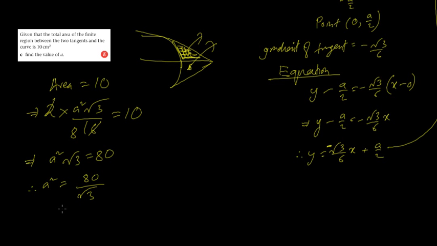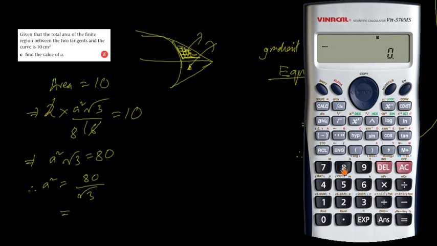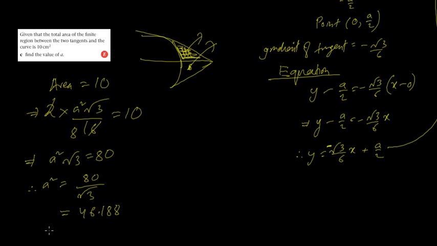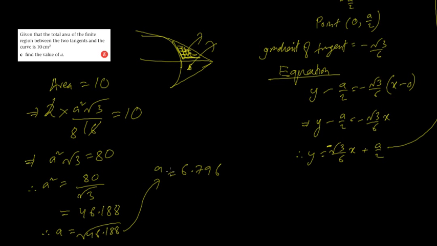Now we can do the calculation very easily. We have to find the value of a, which has to be positive. 80 divided by square root of 3 would be 46.188. Therefore a equals the square root of 46.188. Obviously these are not exam type sums, but it helps you if you do the difficult sums. It gives you an idea of the easier sums. 6.796, that is the value of a. Phew.